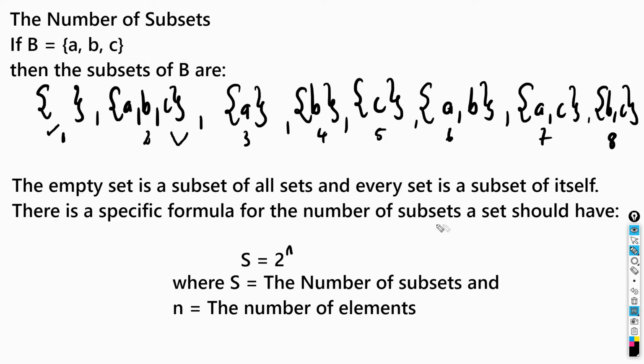And it says there is a specific formula for the number of subsets a set should have. S, which is the number of subsets, is equal to 2 to the n, where S is the number of subsets and n is the number of elements. So in this case, guys, let's use the formula to see if we have the right number of subsets. S is equal to 2 to the 3, right? And 2 to the 3 is equal to 8. And we do have 8 subsets here. So this is definitely correct.